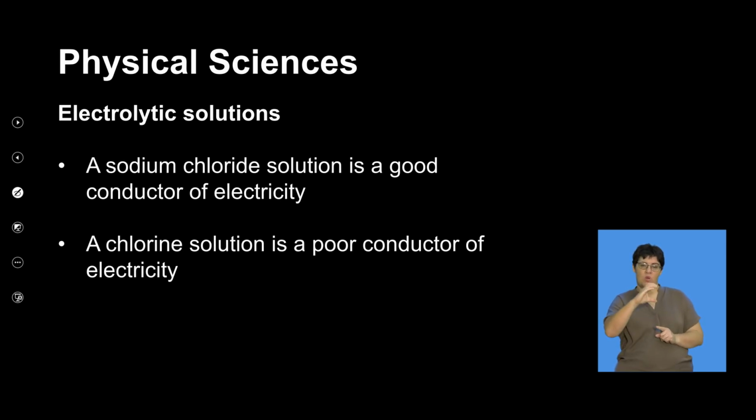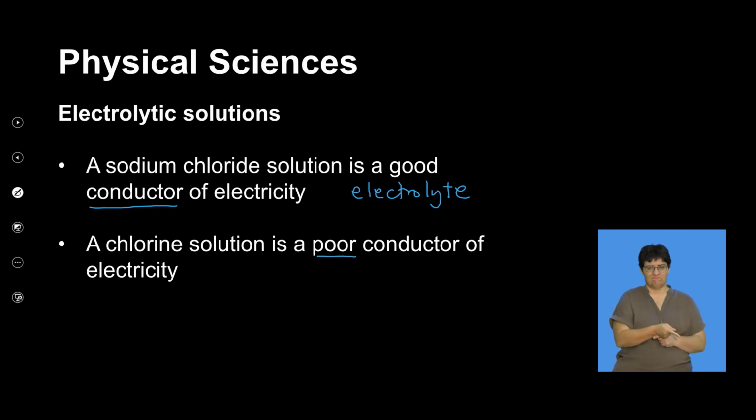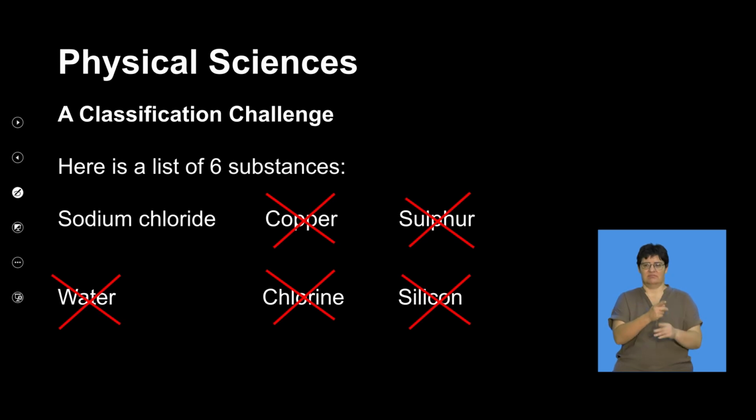A sodium chloride solution is a good electrical conductor, okay? So it is an electrolyte. We describe it as an electrolyte because when dissolved completely in water, it allows electricity to pass through and becomes a conductor, right? Then a chlorine solution is a poor conductor, meaning that it is an insulator. And we're definitely going to take out chlorine, because chlorine is a non-conductor. Yes, it is soluble in water.